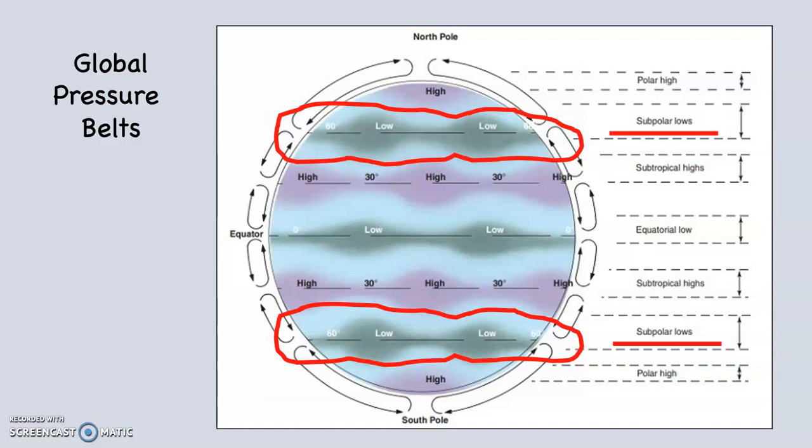I circled them for you. You can see 60 degrees north is circled, subpolar lows. 60 degrees south is circled, subpolar lows. Now here's the difference. You have converging rising air, which is going to make clouds of precipitation.